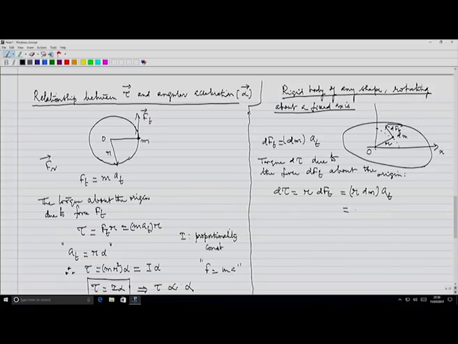Therefore it is r dm into r alpha. This is equal to alpha times the integral of r square dm, right? This is for tau. So this implies tau is equal to I times alpha.